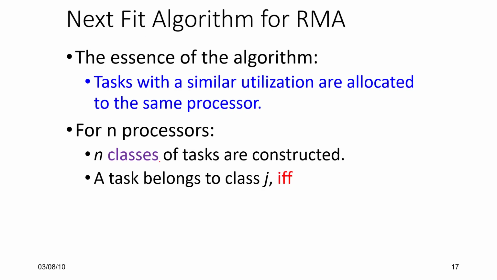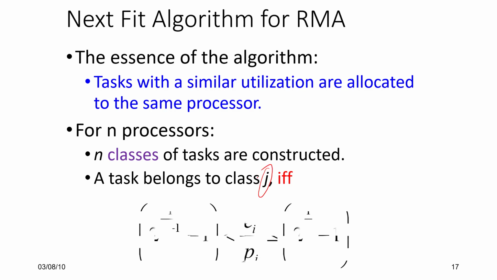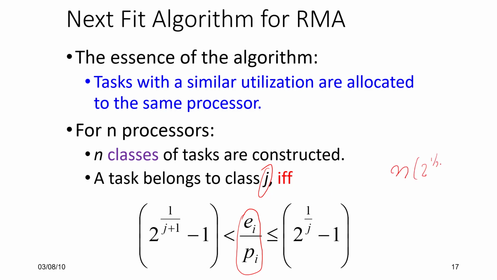So then we come to the next fit algorithm for RMA. So the essence of the algorithm is like this, that if two tasks have a similar utilization, they're allocated to the same processor. So what we do is that we create n classes of tasks. So a task will belong to class j if and only if its utilization falls within this. So recall the Liu and Layland bound, which was basically, the total needs to be less than this. So this looks like a similar formula, even though this is more derived from a heuristic and experimental consideration.